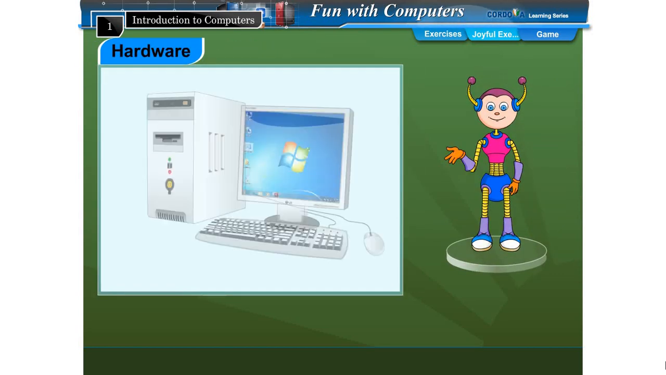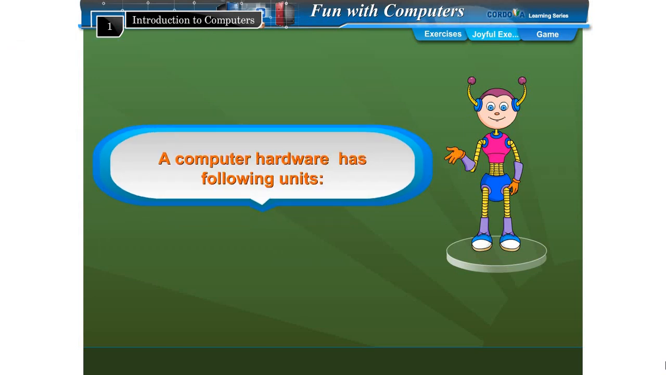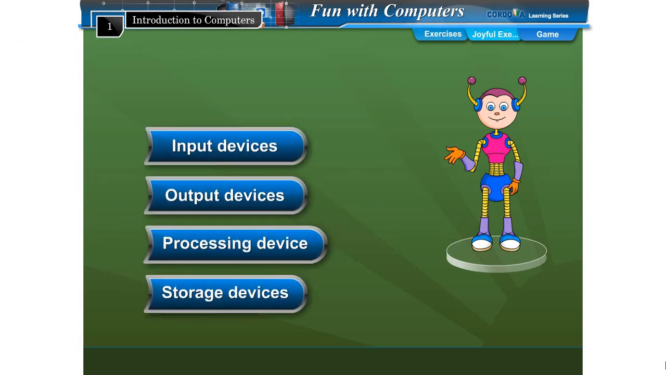Hardware. These are the physical units of a computer system. You can touch and feel them. These units constitute the hardware of a computer system. Computer hardware has the following units: input devices, output devices, processing device, storage devices.